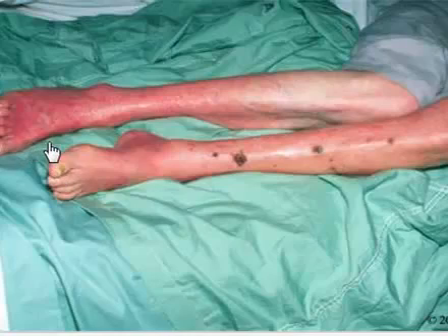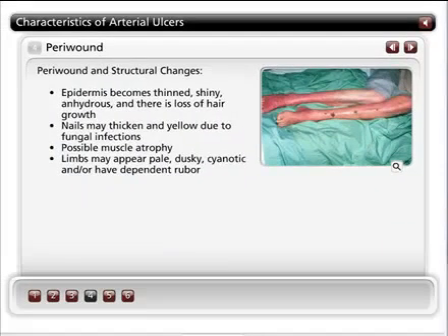Color changes may be evident, with the affected limb appearing pale, dusky, or cyanotic in color, especially with elevation. The limb may have dependent rubor. Edema is unusual with arterial insufficiency, but if present, may represent concomitant venous insufficiency or congestive heart failure. Patients with arterial insufficiency may try to reduce ischemic pain with prolonged dependent positioning, which can result in minimal edema or exacerbate coexisting venous insufficiency.